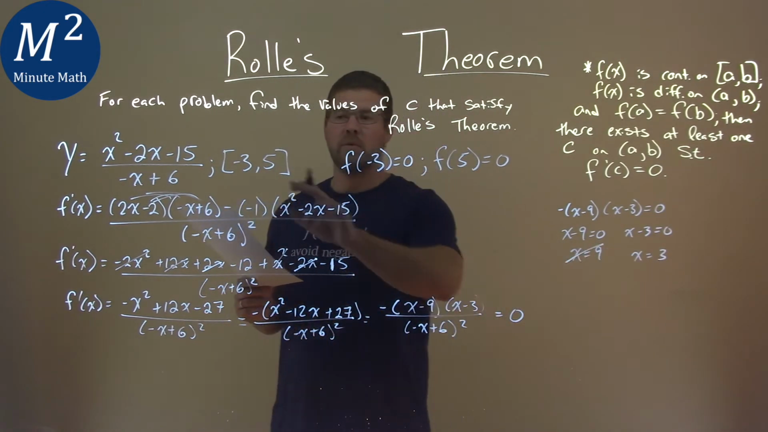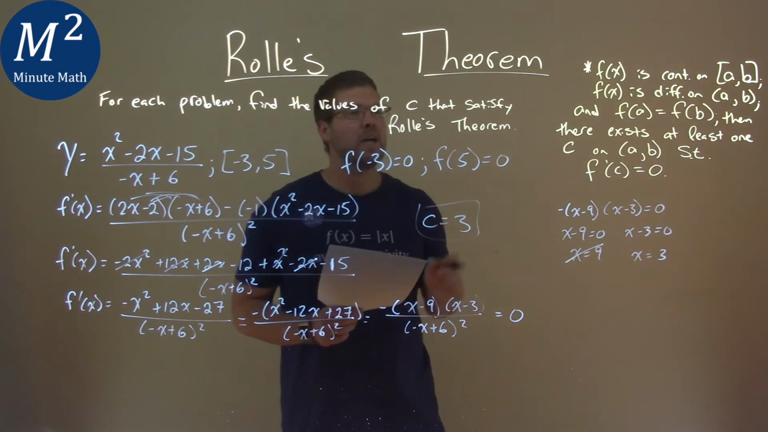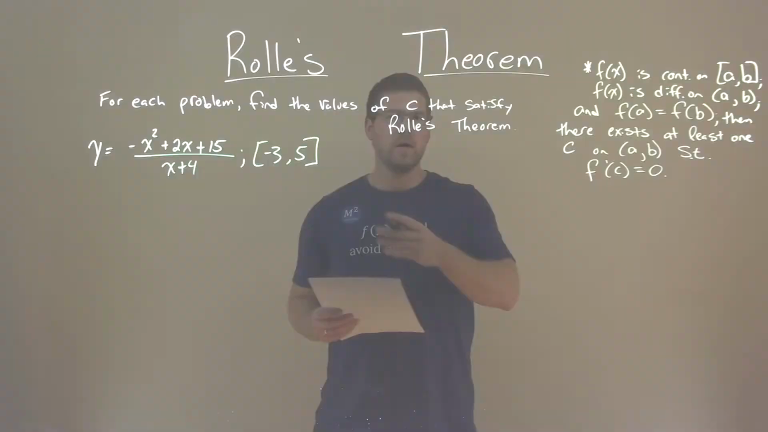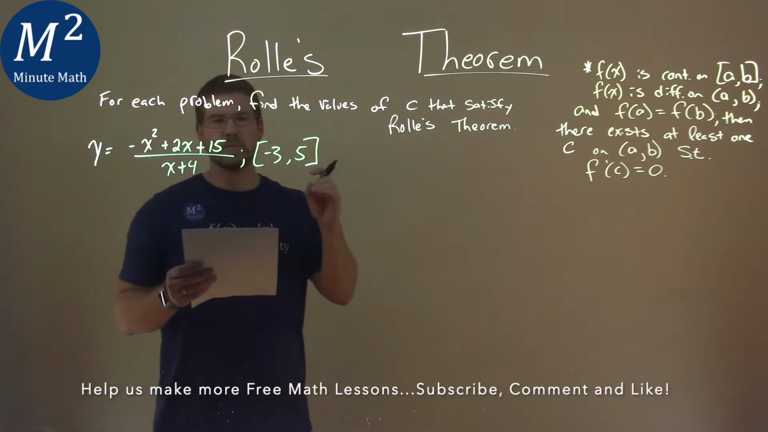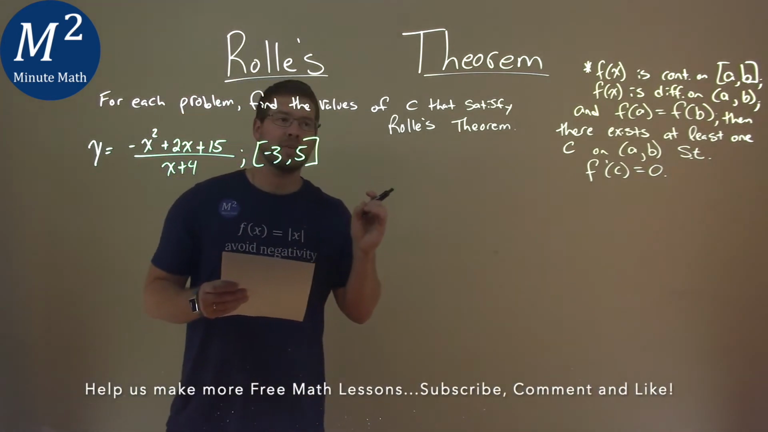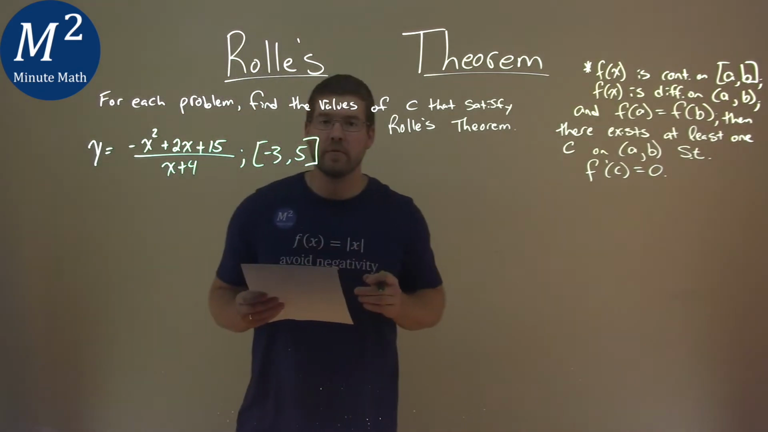3 is the only one within the interval, so a c value of 3 is the value of c that satisfies Rolle's theorem here. We're given this problem right here, y equals negative x squared plus 2x plus 15 over x plus 4, and we have to find the values of c that satisfy Rolle's theorem on our interval from negative 3 to 5.